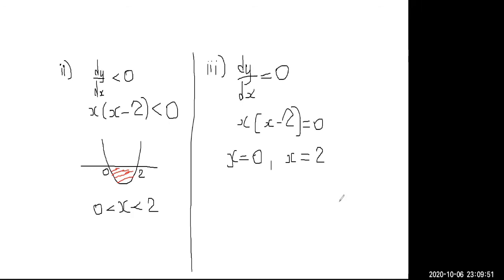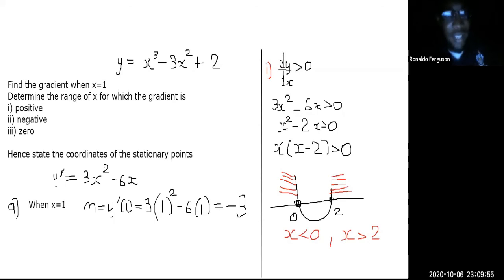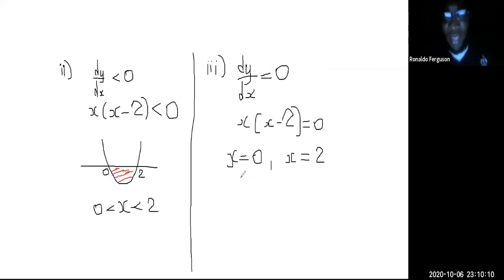Alright? Easy question. So the next part says, hence state the coordinates of the stationary points. What happens at a stationary point? The gradient is 0. Very good. At a stationary point, the gradient is 0, and so this part was solved already. The only thing we need is to find the y coordinates for them, right? Yes. We just need to find the y coordinates.